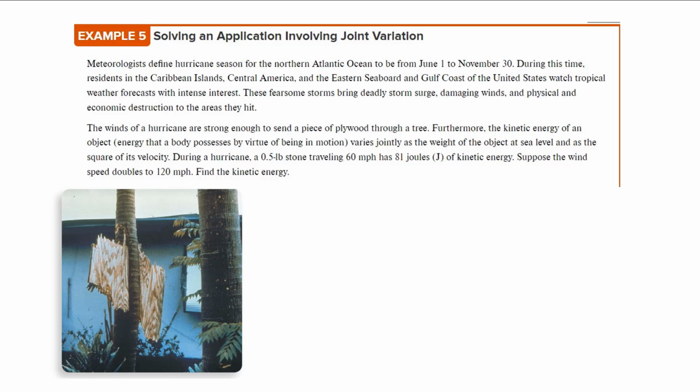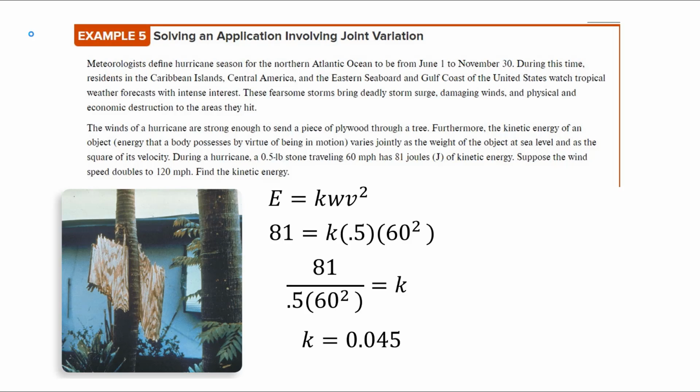So we're going to set this up according to what they tell us. The kinetic energy in that stone is equal to K, some constant, times the weight of the stone times the velocity squared. And so they tell us that we have 81 joules of energy when the stone is half a pound and traveling at 60 miles per hour. So that's going to give us a K value of 0.045.